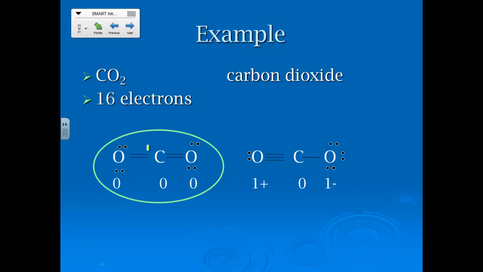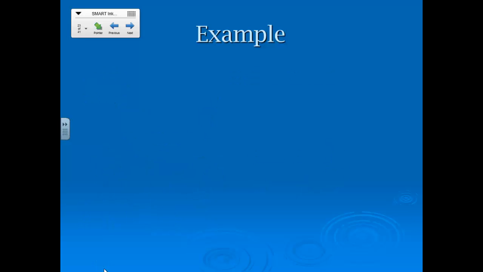Carbon dioxide, here's two versions. This one has 2 double bonds. This one has a triple bond and a double bond, which again, carbon has 8, so it's happy. Oxygen has 8. So the way we tell the difference is we go to formal charges. Carbon is 4 minus 4 here. 1, 2, 3, 4. Each oxygen is 6 minus 6. So that's why we like this one better.